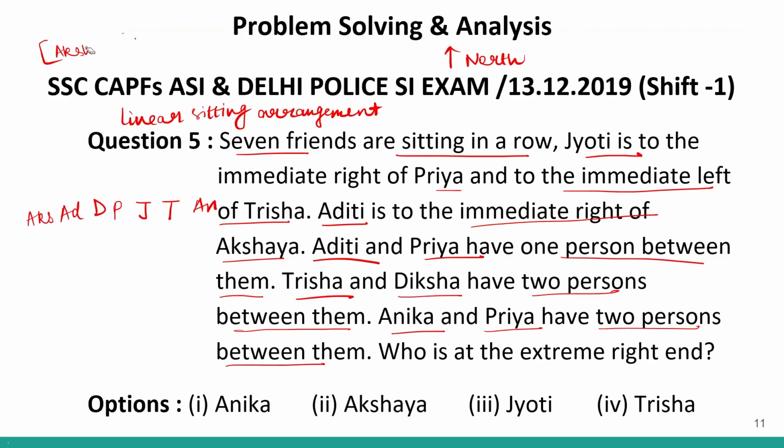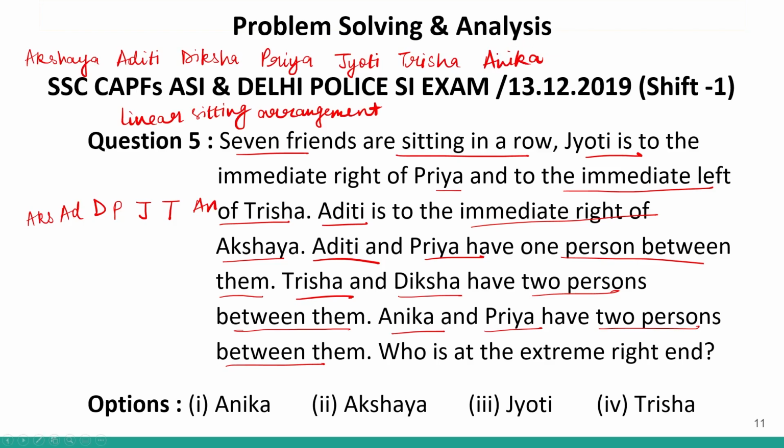If I write the final arrangement for you guys, first we'll have Akshaya, then Aditi, then Diksha, then Priya, then Jyoti, then Trisha, and then Anika. So this will be the final linear arrangement. We have to find out who is at the extreme right end. At the extreme right end, we have Anika, and Anika is given in option number 1. So option number 1 will be your correct answer. Okay, so this was a question of linear sitting arrangement.